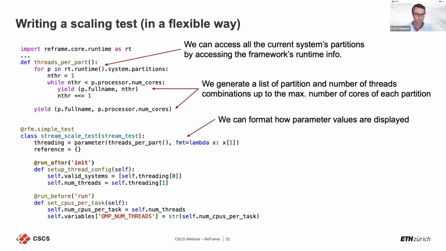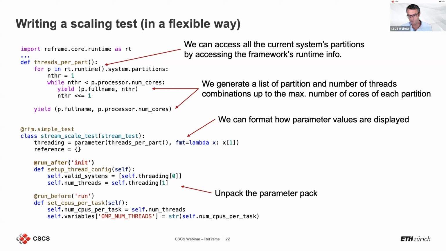And here we just have this parameter, we call it threading. And then again with the parameter, we call how we get the spec of the threading that we want. And the nice thing is that you can also format it nicely, because you only care about the number of threads, for example. That's why we just add this formatting function.